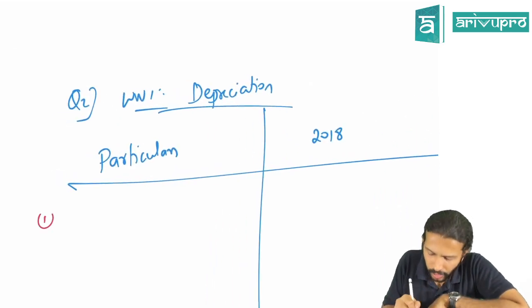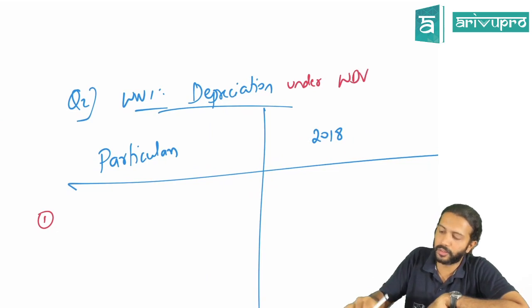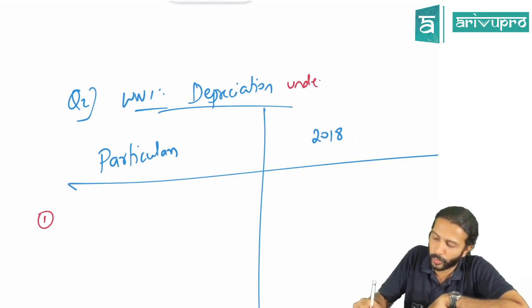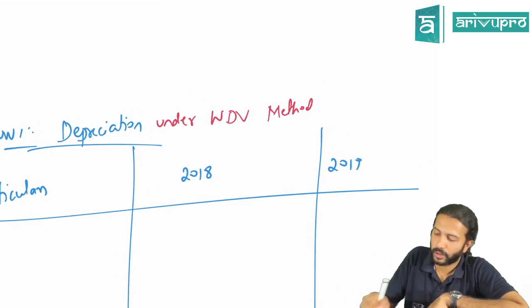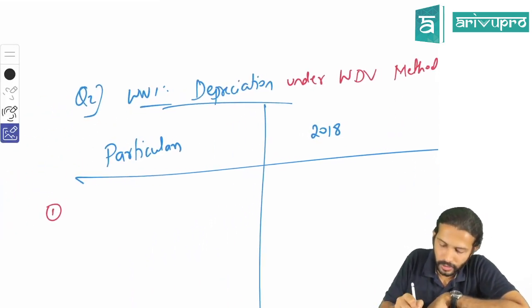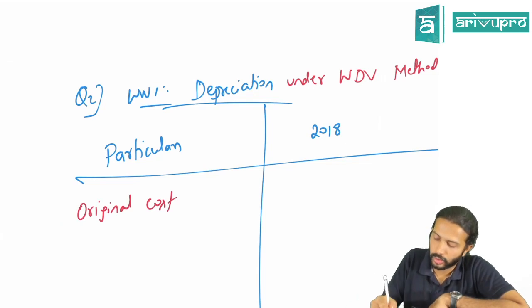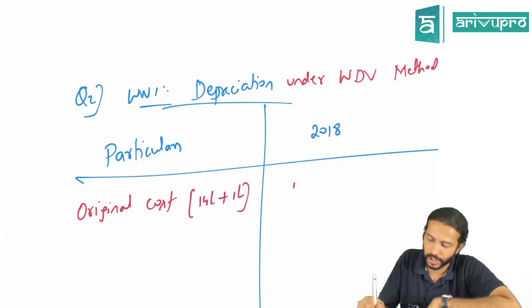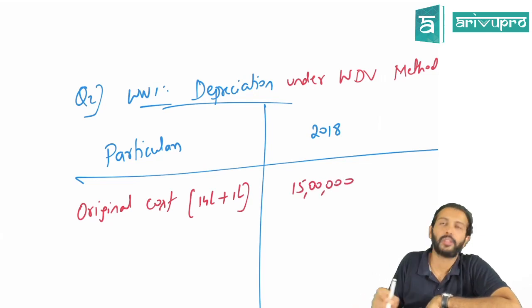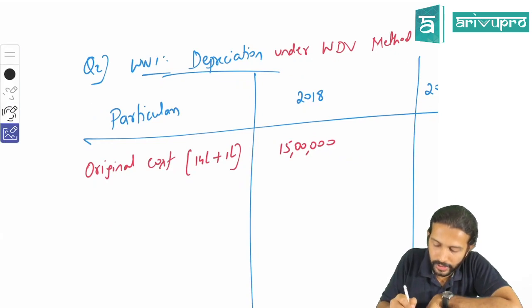Now how depreciation works. You can give the heading as depreciation under WDV method. WDV means written down value. Written down value method. So how does this work? First, we'll calculate original cost. What is the original cost? Original cost is 14 lakh you purchased it for. 1 lakh was installation charges. That means original cost is 15 lakh. Agreed?